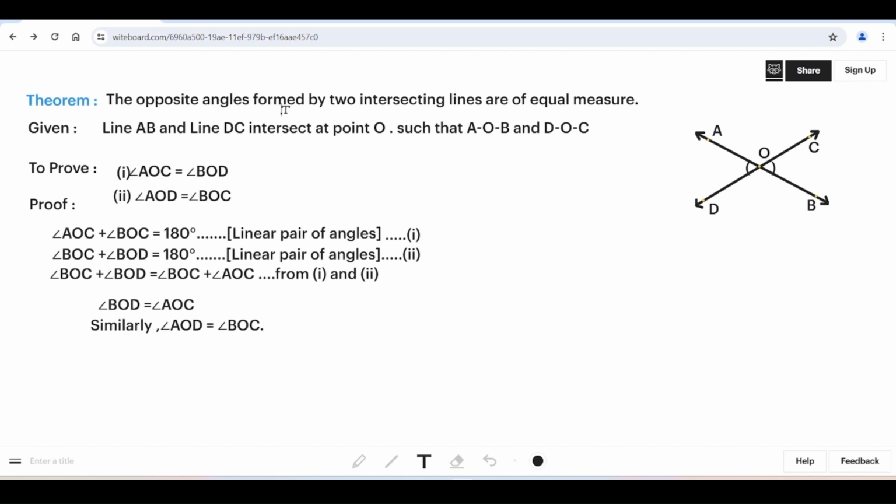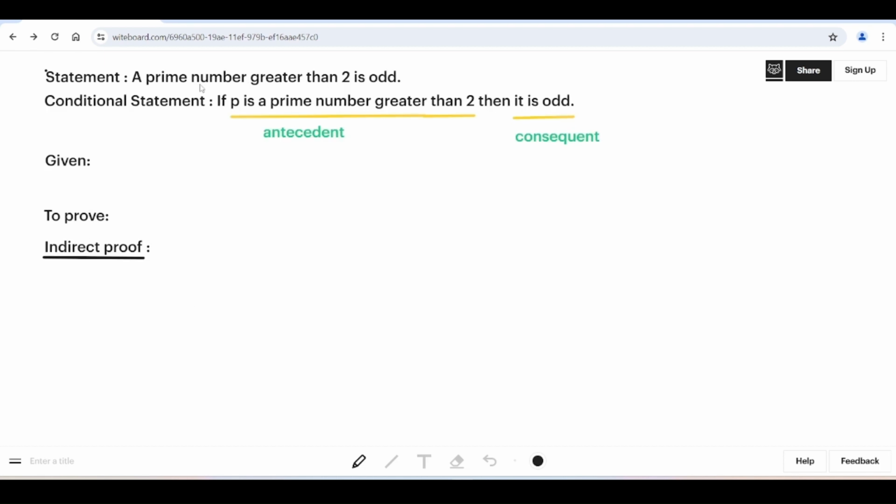The statement, that is, the property that is proved logically true, is called the theorem. In this way, we have proved the theorem in a direct proof way. Now we will see the next property, which we will prove in an indirect way of proving. The second statement is: a prime number greater than 2 is odd.